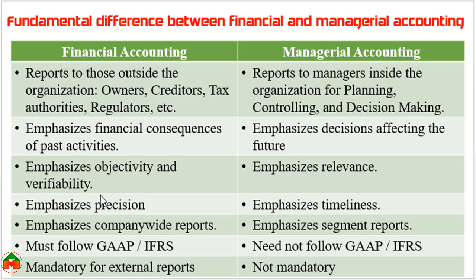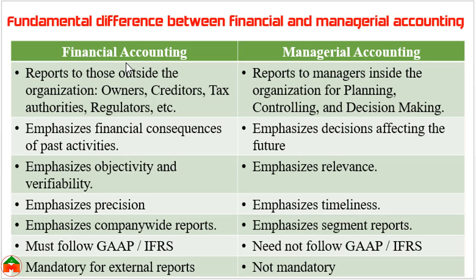Financial accounting emphasizes precision. On the other hand, managerial accounting emphasizes timeliness. You have to provide the timely information for decision making by the managers. Financial accounting emphasizes company-wide reports. On the other hand, managerial accounting emphasizes segment reports. That means financial accounting provides overall company reports. On the other hand, managerial accounting provides segment reports.